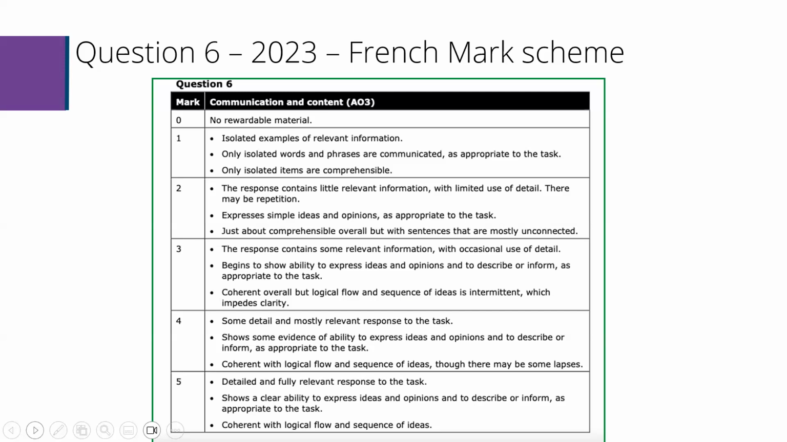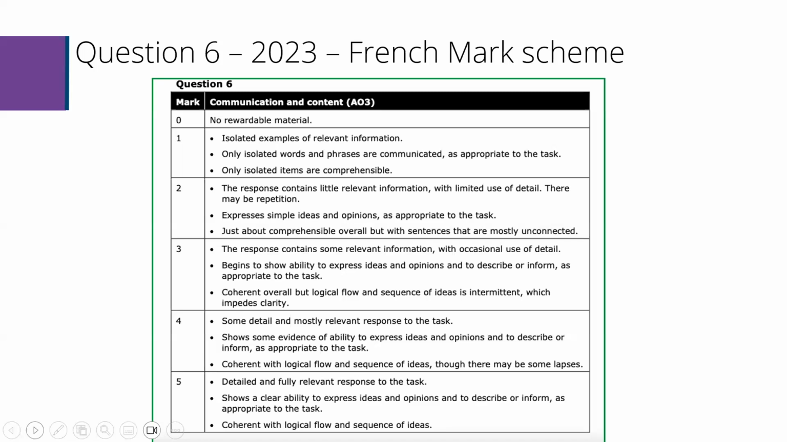The task is about family. So if a candidate suddenly writes about holidays or about school, that's not fully relevant. Okay, so the whole of everything they write needs to be relevant to the topic of family. Okay. Shows clear ability to express ideas and opinions and to describe or inform as appropriate to the task.